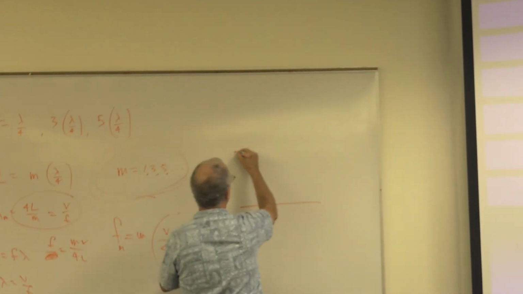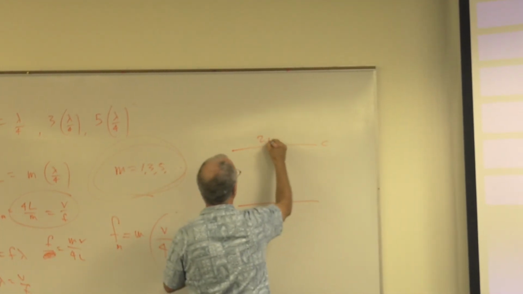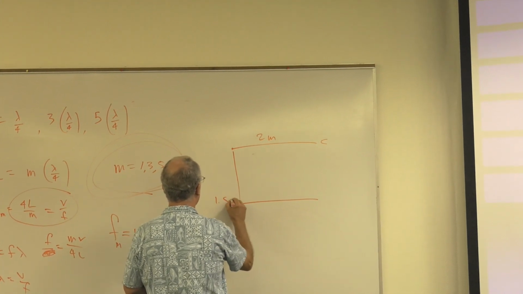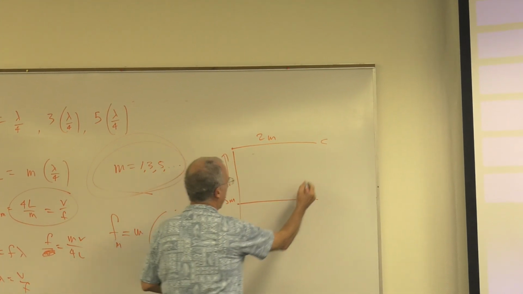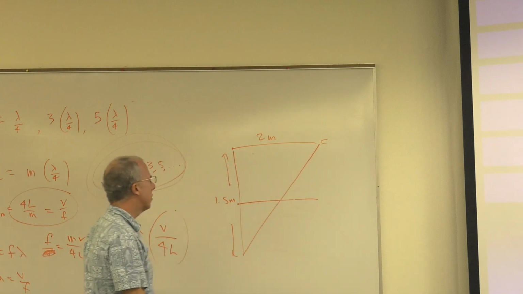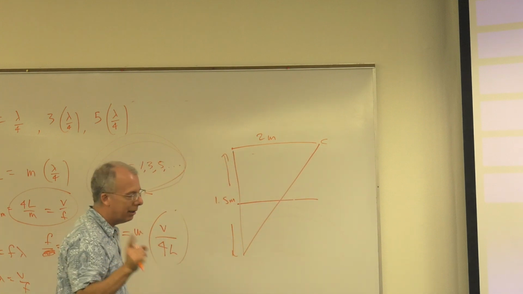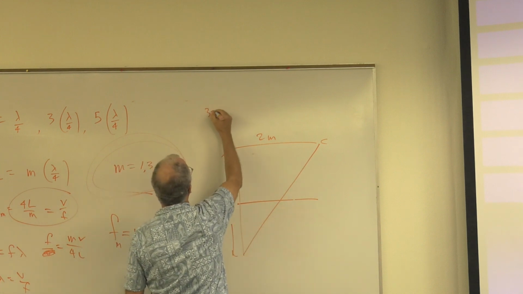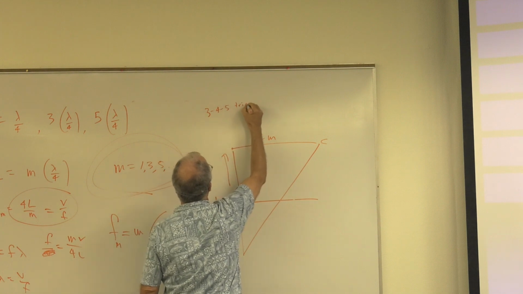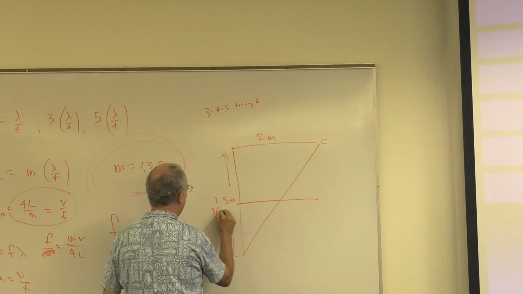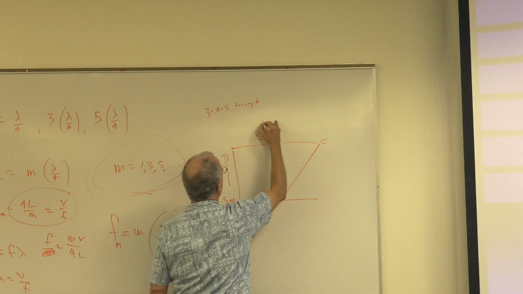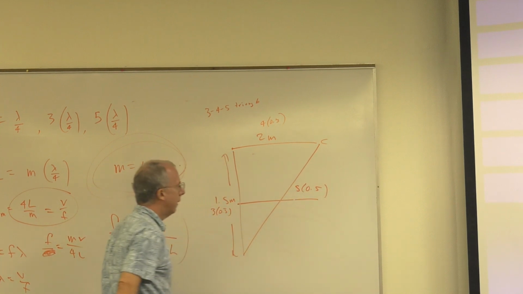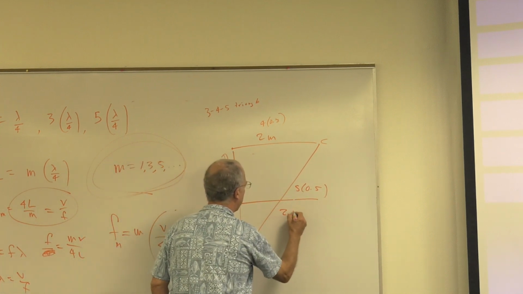So here's C. This is 2 meters. This is not drawn to scale. This is 1.5 meters, and then that. So, trig. This is a 3, 4, 5 triangle. This is 3 times 0.5, this is 4 times 0.5, so this is 5 times 0.5. So it's 2.5 meters.